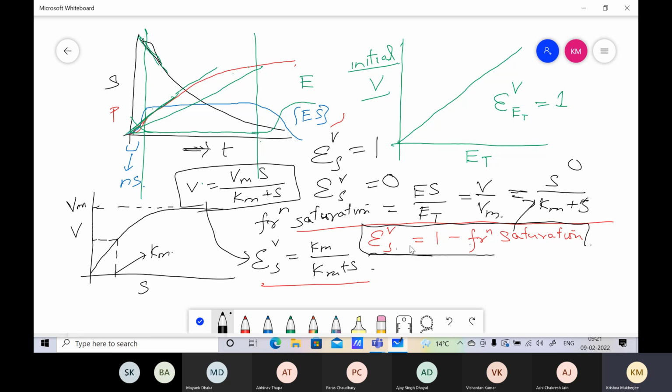You add more substrate, the proportional increase in substrate is a proportional increase in velocity. Because EV by S is nothing but the fractional increase in velocity upon the fractional increase in substrate. So this response is absolutely proportional, equal to 1, when there is no saturation. And that is very obvious from this graph as well, because you can see the slope here, and here you can see the slope is 0. So all these are captured together.